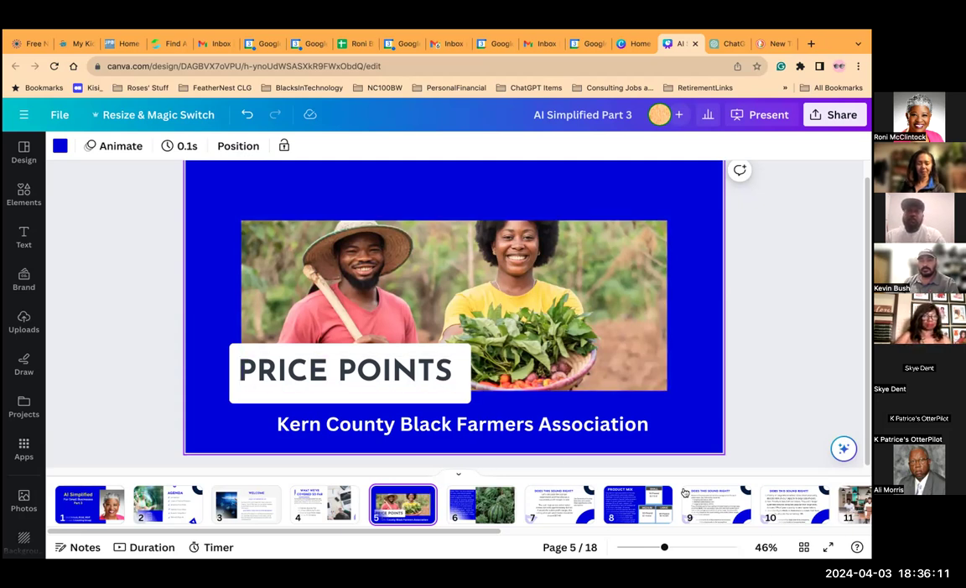So let's take a look at price points. We all set prices in our business, right? How do you set prices? You can pop it up in chat or you can unmute. Do you look around and see what other people are doing? Do you Google your competitors? Do you go out and try to buy something similar to what you offer? How do you set your prices now?